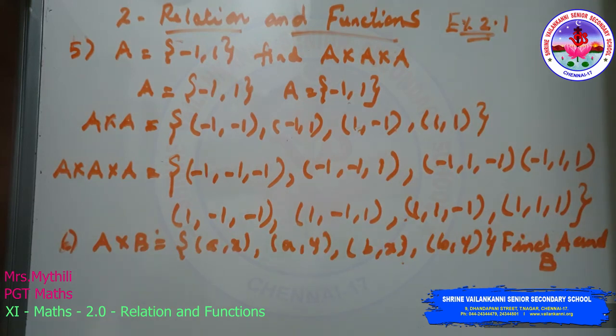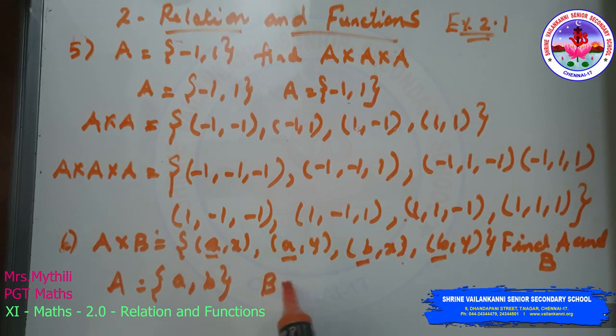Sixth one, if A cross B equal to {(a, x), (a, y), (b, x), (b, y)}, find the elements of A and B. The first element in an ordered pair is in the set A. So A equal to {a, b}, we have to write each only once. And the second element of the ordered pair are the elements of B, that is x, y. So A equal to {a, b} and B equal to {x, y}.